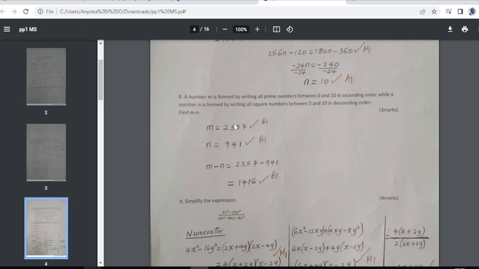This is a question in form 1: natural numbers, prime numbers, squares. So what are the prime numbers between 0 and 10? We have 2, 3, 5, 7. Some will include 1, but 1 is not a prime number. Number n is given by squares between 0 and 10 in descending order. So 9, 4, 1. 1 is a square. So we have 2357 as one number m, and number n is 941. So we are finding m minus n. So 2357 minus 941 is 1416.